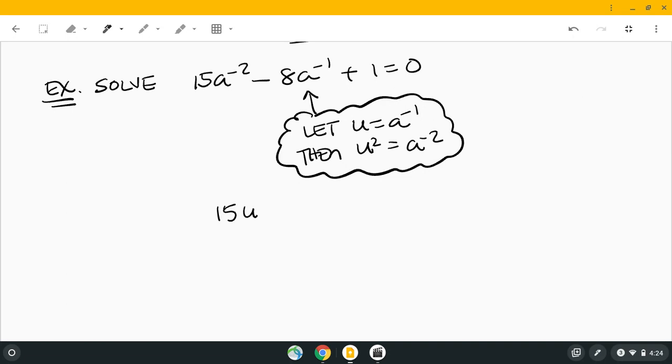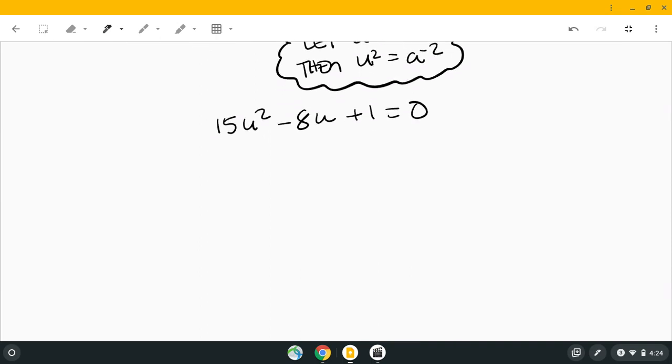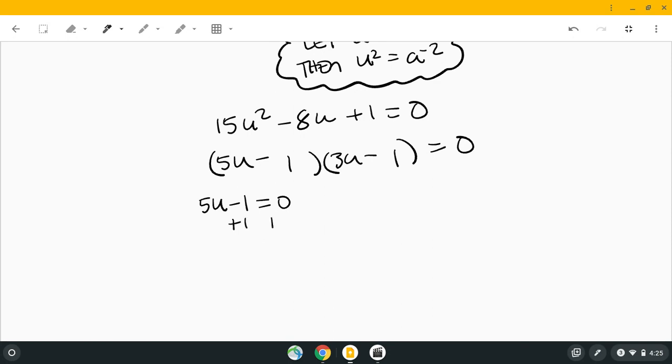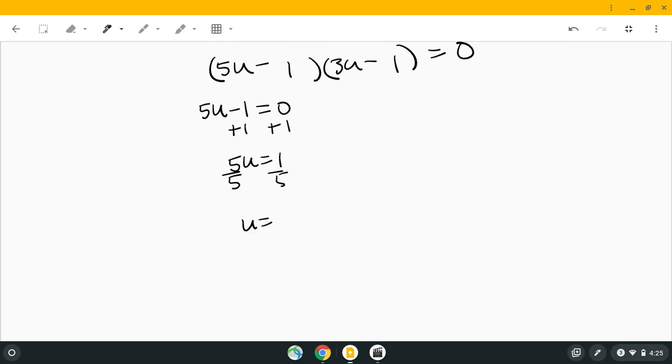So 15u squared minus 8u plus 1 equals 0. Okay, and then we can factor this out. Let's try 5u and 3u, minus and minus. One way to make 1. And that gives us negative 8u for the middle term. Okay, so 5u minus 1 equals 0. Add 1. 5u equals 1. Divide by 5. U equals 1/5.